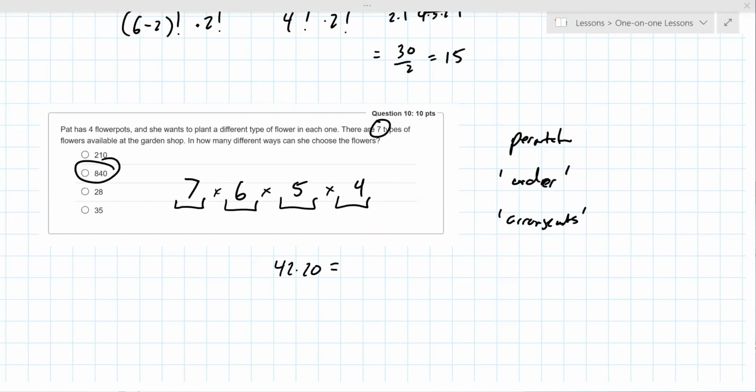This last one was actually a combination problem. Unbelievable. Okay. Well, I don't know. I expect you to know that.